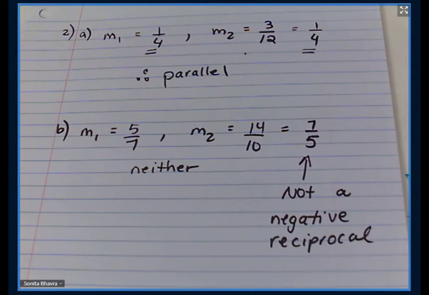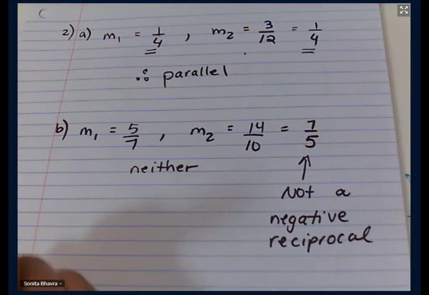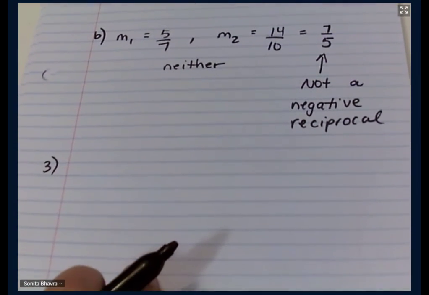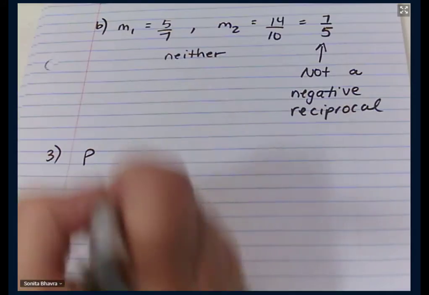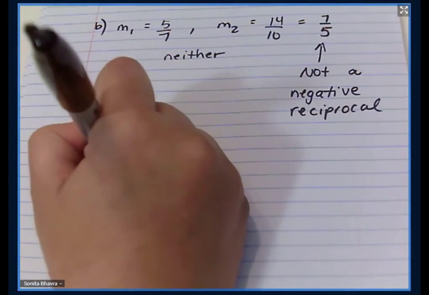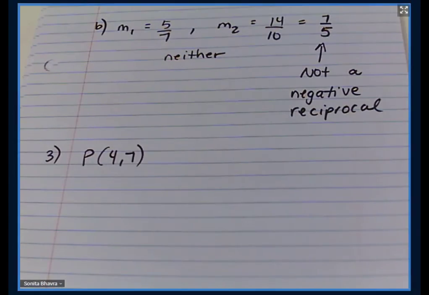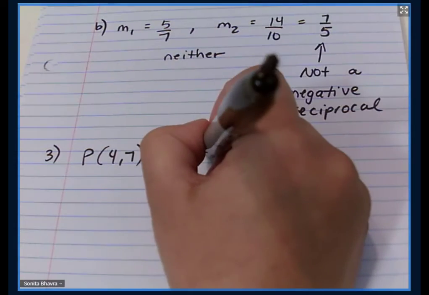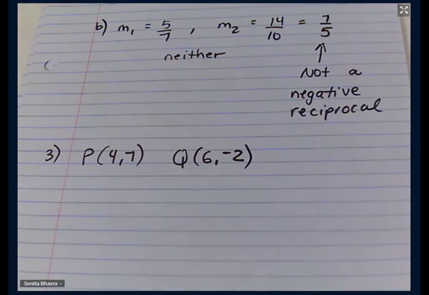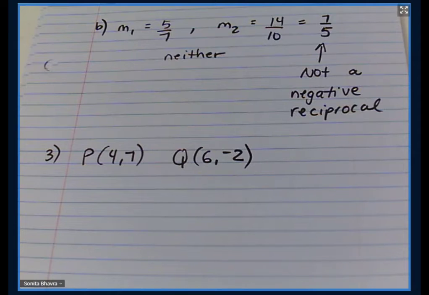All right, let's take a look at our next example. So we have 2 points here. Point P is at 4, 7. And our second point, point Q, is at 6, negative 2. The first thing we have to do for this is find the slope of the line segment. So let's find the slope.